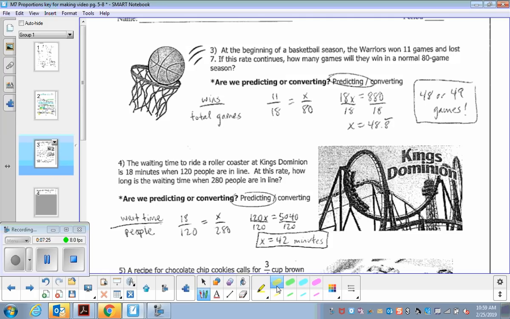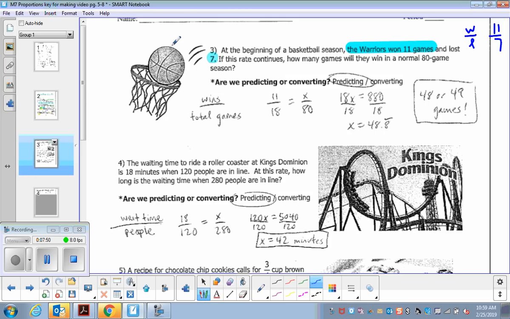At the beginning of the basketball season, the Warriors won 11 games and lost 7. So right there, the ratio that we're given is the games won compared to the games lost. So from this problem right here, we're given wins to losses, and we're comparing 11 wins to 7 losses.